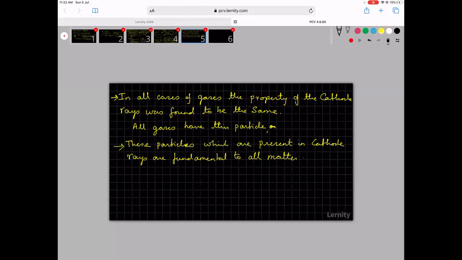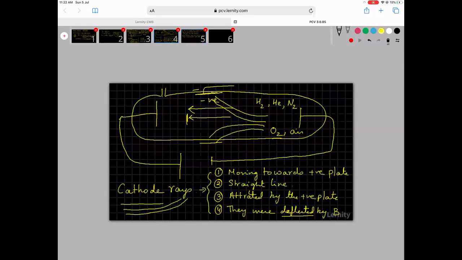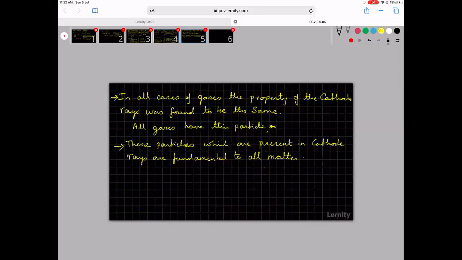Okay, now at the same time they observed that just as some rays were going like this, a few rays were also going this way. How did they realize that? This electrode also started glowing. When this electrode started glowing, they said that there are some rays going to the other side, and they called them the anode rays.